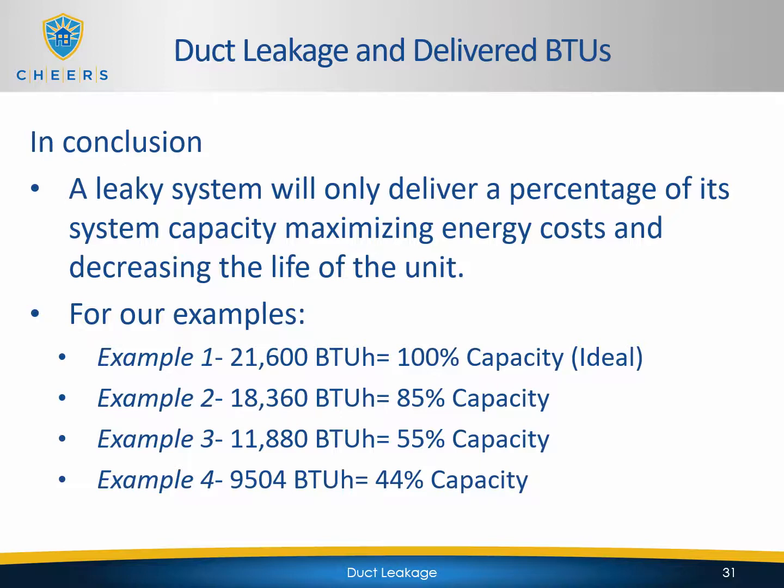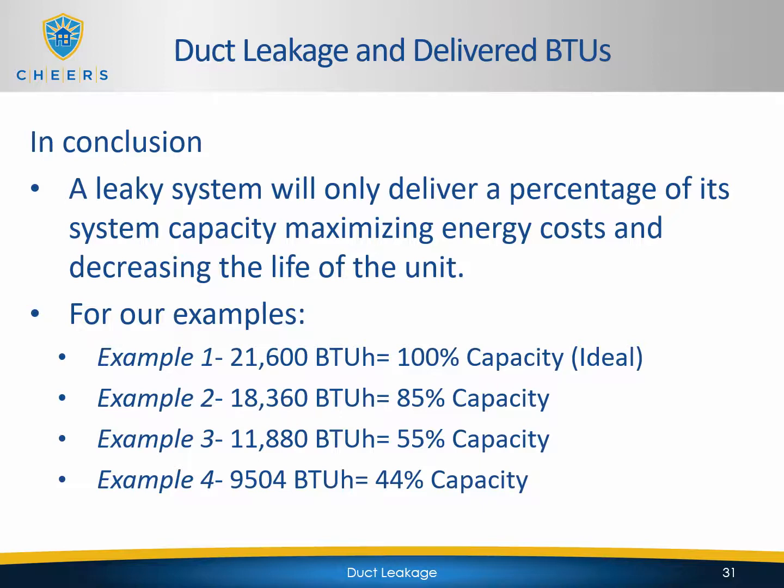And these are our examples summarized. So example 1 was a no leakage system. It was delivering 100% of its capacity. Ideally, that's what we want. And it was delivering 21,600 BTUs. In example 2, we had a supply leak, and that resulted in an 85% capacity delivery, only delivering 18,360 BTUs.